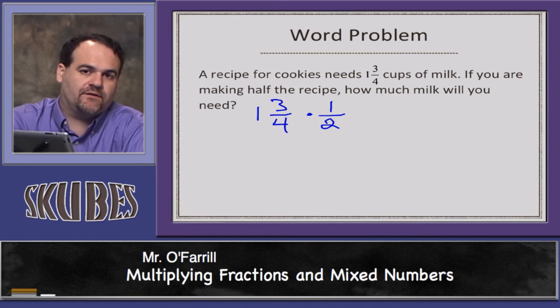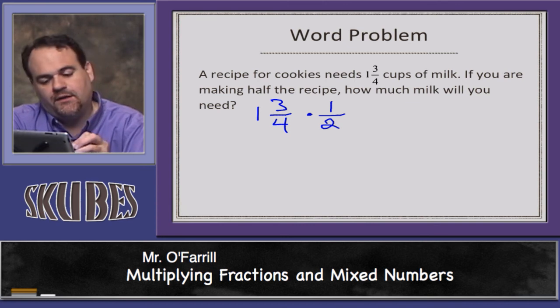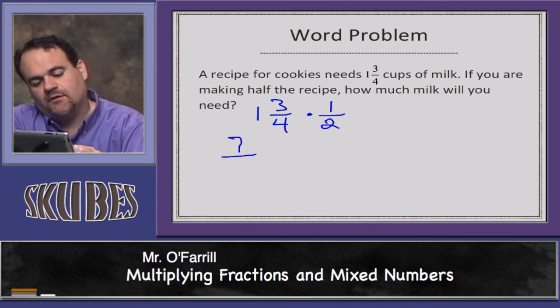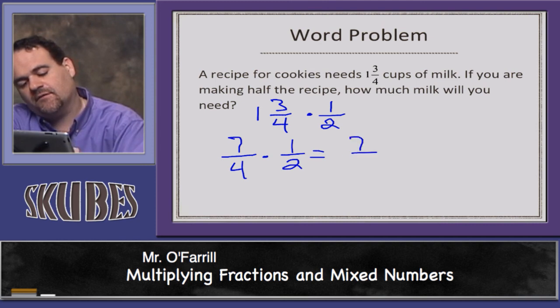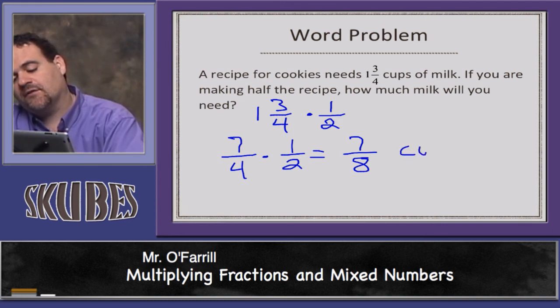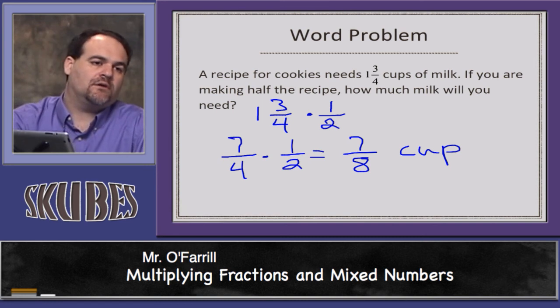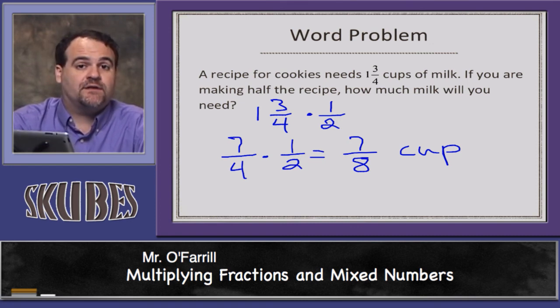Well, first thing we've got to do is get rid of that improper fraction. 4 times 1 is 4, plus 3 is 7 over 4 times 1/2. 7 times 1 is 7. 4 times 2 is 8. And we need 7/8 of a cup of milk. And that's enough to do half of this recipe of cookies. And that's also how you multiply fractions and mixed numbers.